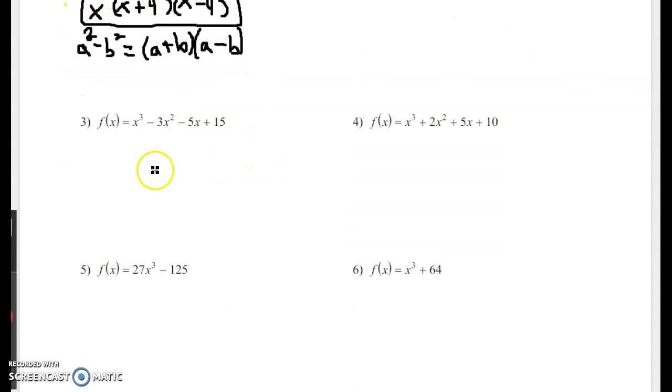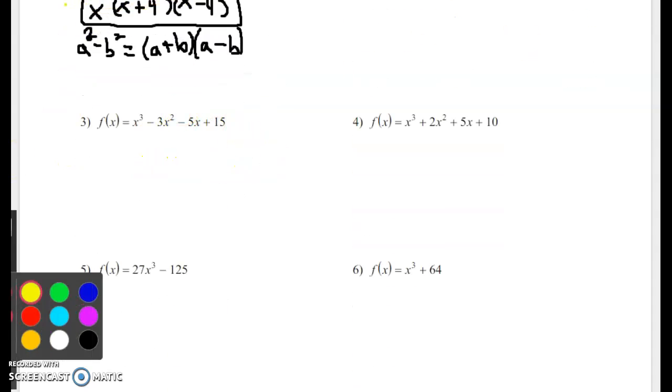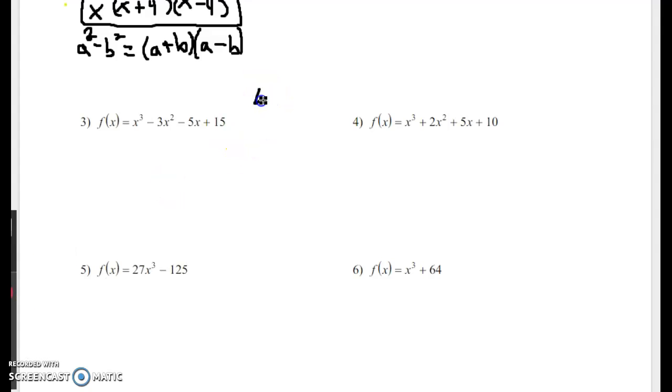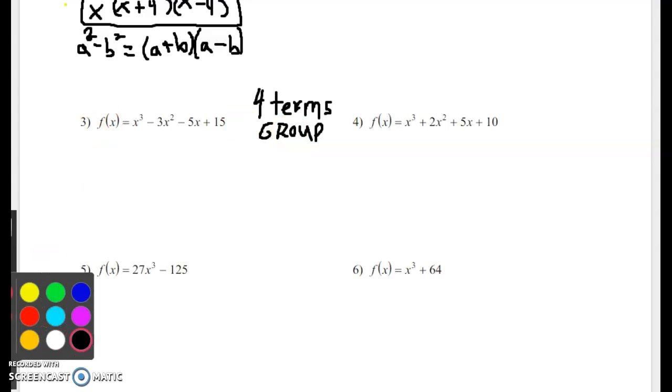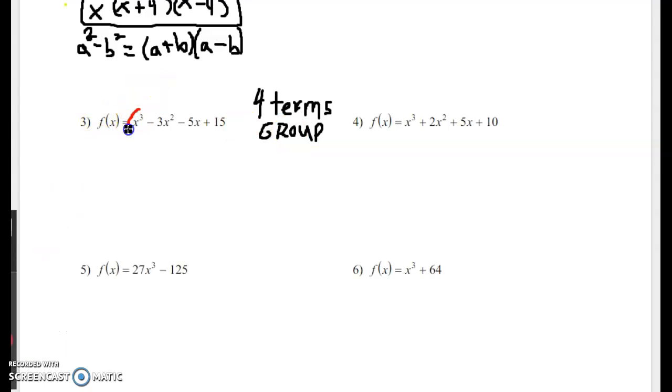Another way we factored in this unit was by grouping, and we would factor by grouping if you saw 4 terms. So this is about a week and a half ago. So if you see 4 terms, that tells you, well, I'm going to group. 3 terms typically tells you it's a quadratic. So here I'm going to group my first 2 terms, and I group my second 2 terms. And then it's just a bunch of GCF.